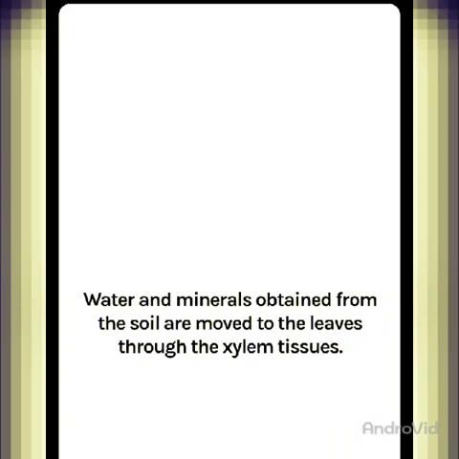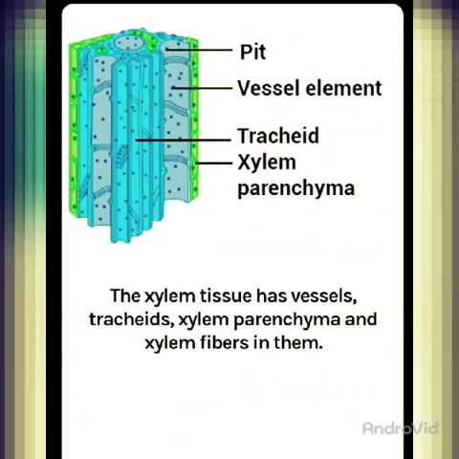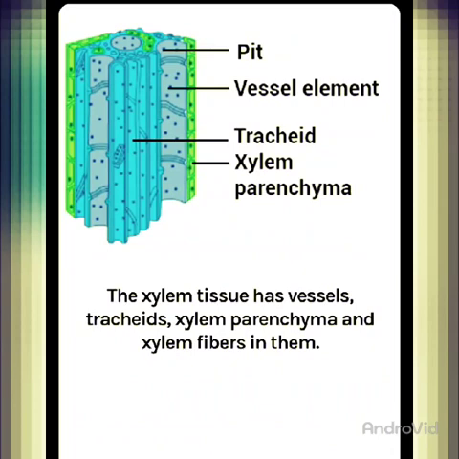Water and minerals obtained from the soil are moved to the leaves through the xylem tissues. And these xylem tissues have vessels, tracheids, xylem parenchyma and xylem fibers in them. Here is the picture. You can see outside is the vessel element, inside in the middle is the tracheid and outermost is the xylem parenchyma, and on the top and the lateral sides and all over the surfaces pits are present. Pits are small pores.